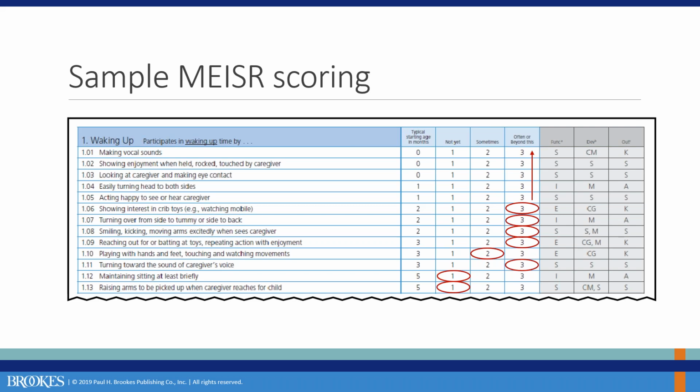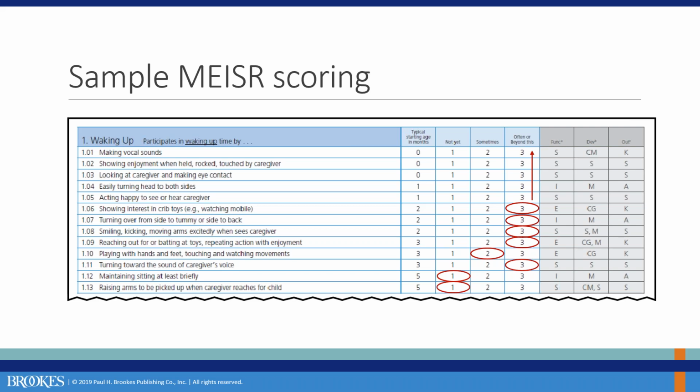And here we see that this child is probably around 3 months old, because you can see that he or she has mastered items 106, 107, 108, and 109, because there are 4 threes there, and the 3 is the score for does it often or beyond this. And so if he has 4 threes in a row, then they don't have to score the younger items. So that's known as a basal. They're assumed to be 3s.